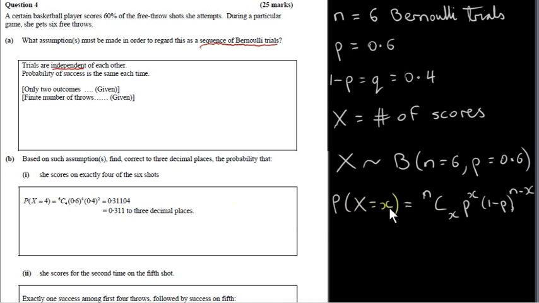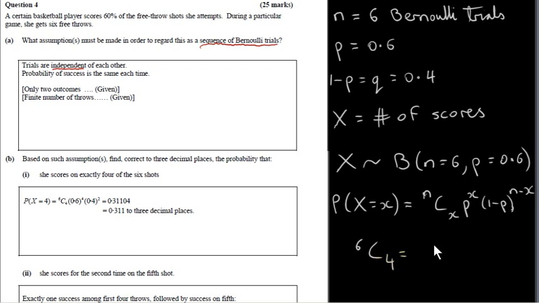So in this question, we just plug in 4 for little x. So the probability that x equals 4 is nCx, where n is 6. So we just plug 6 in for n. So we have 6C4, p is 0.6. Plug 0.6 in for p to the power of x, which is 4. 1 minus p is 0.4. And we put that to the power of n minus x, where n minus x is 6 minus 4, which is 2. So we get this here.